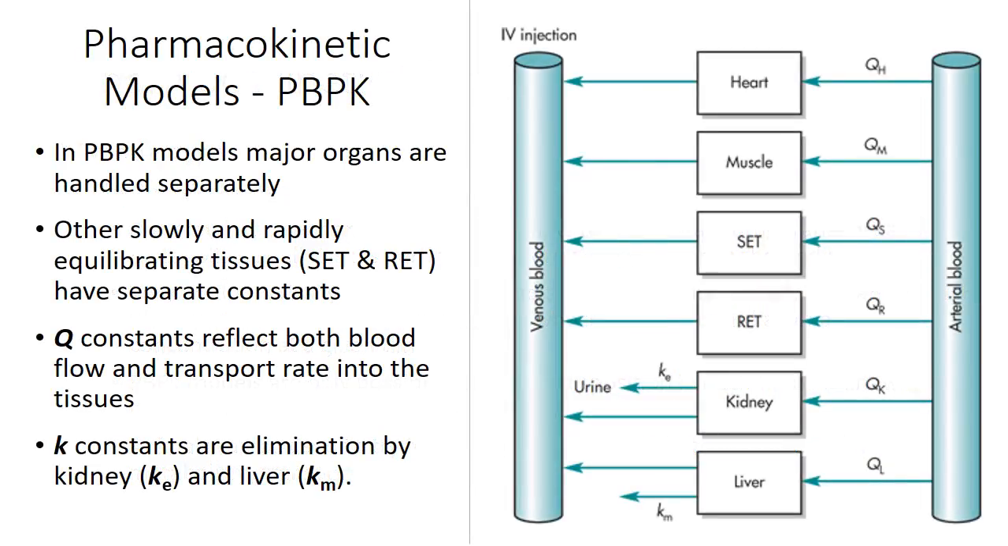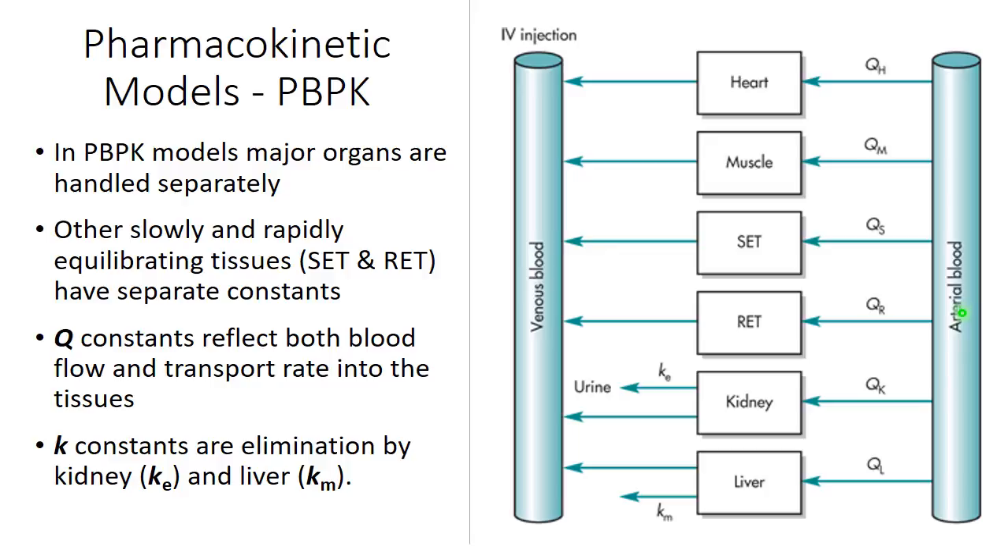And this is an example, and you're not really going to be responsible for telling me what all these things mean for PBPK models, but I just wanted to give you this one example in case any of you end up in a field where you're doing pharmacokinetics. In PBPK models, major organs are handled separately. Other slowly and rapidly equilibrating tissues have separate constants. Okay, so the heart is handled separately from the kidney, from the liver, and we'll start on the right side here.